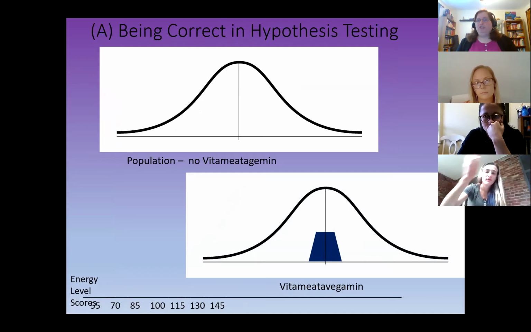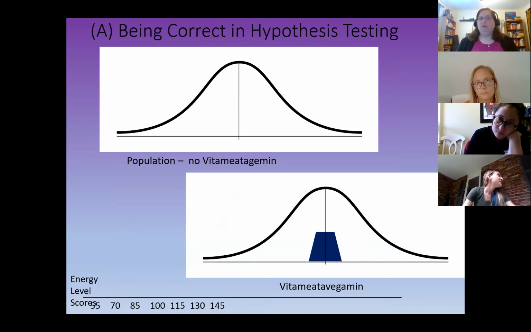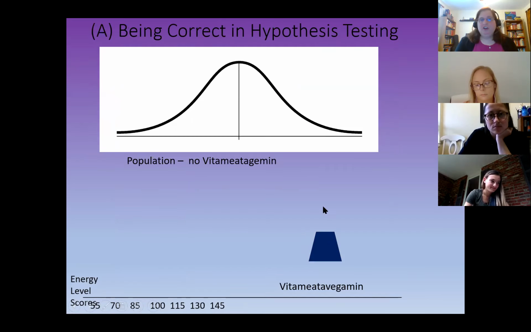So there's always a chance that I get it right or I get it wrong when I reach the decision, as I would here, to reject the null, right? Because again, just looking at this, I'm pretty high up. I've got a really high energy level amongst my vitamin D regimen folks. So I'm going to reject my null.